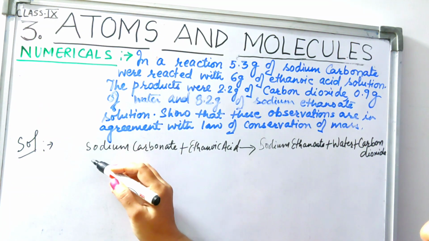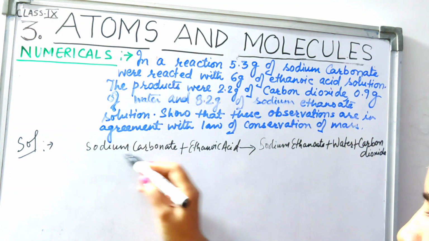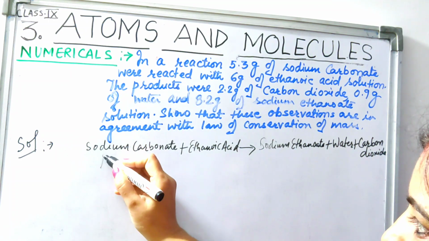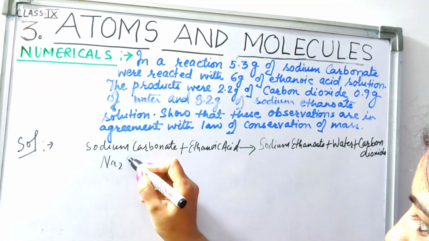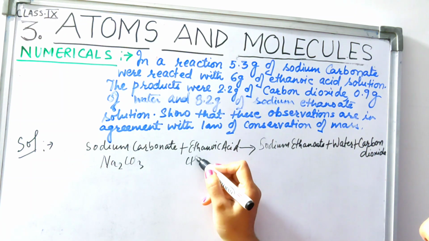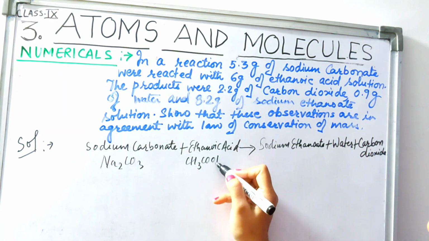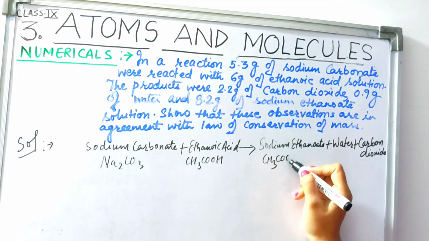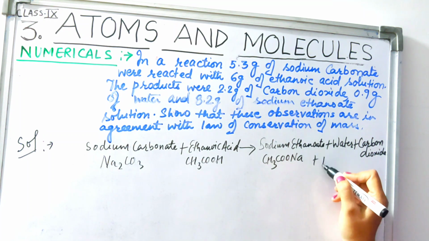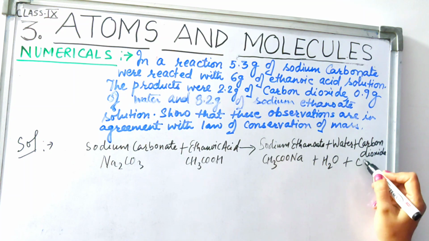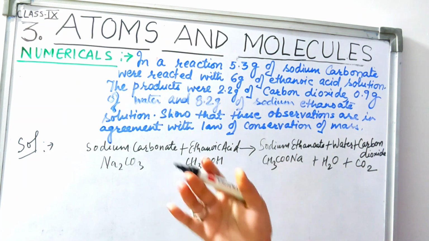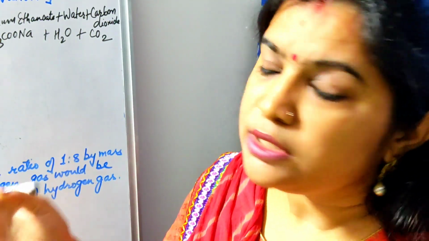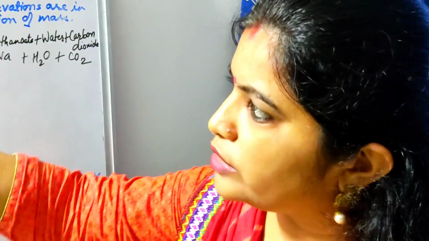Now for sodium carbonate, if you know the formula then it's okay, otherwise you can just put the grams which are written here. You can write the formulas if you know them. If you do not know, you can note down Na2CO3, CH3COOH, and sodium ethanoate is CH3COONa, plus H2O plus CO2. As you do not know about writing formulas, and have not even studied the concept of balancing, that's why I generally tell students to write the statement only.